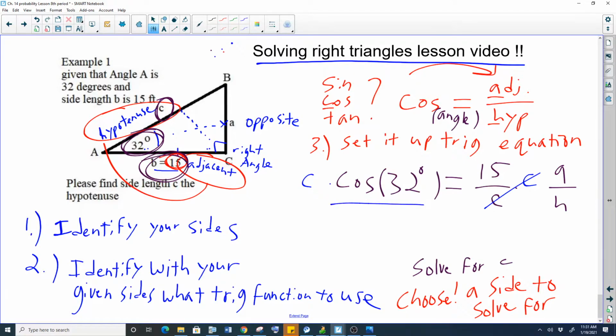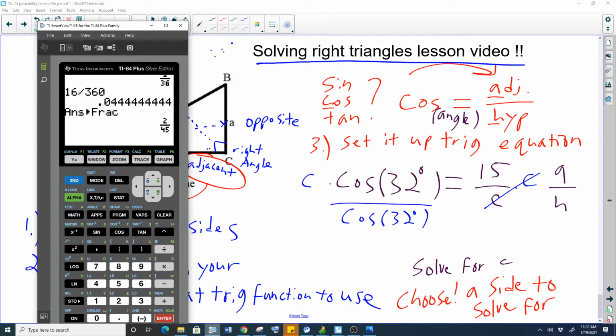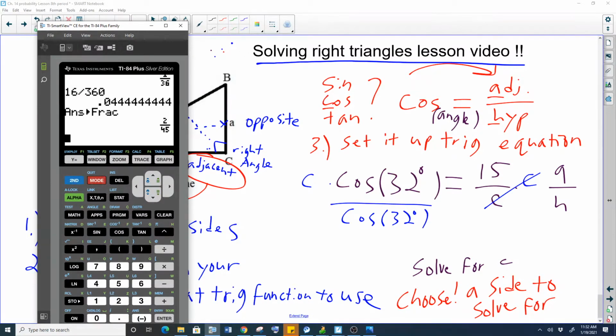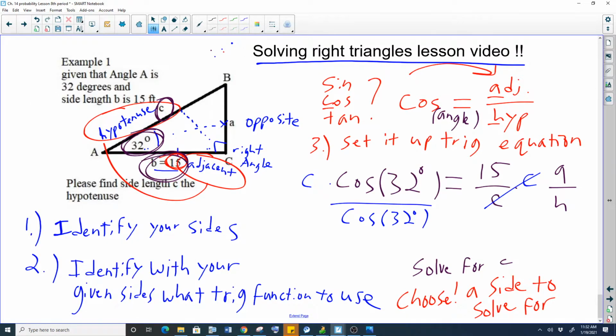Then we can solve for c by dividing by cosine 32. Cosine 32 is just a number. If you really want to know what it is, you can type it in. Make sure your mode is in degrees first, which mine is. So cosine of 32 degrees is just about 0.848. So we're just going to divide that over to the other side. And when you do it, you end up with 15 divided by cosine 32 degrees. That's what c is going to be.